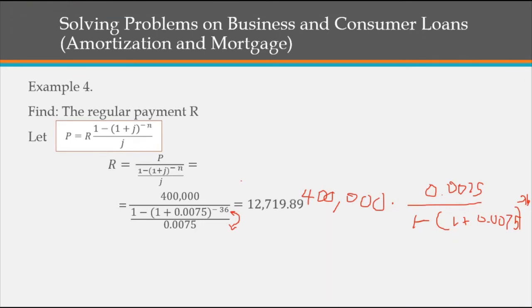So, ang final answer natin ay R is equals to 12,719.89. Okay? More than 12,000 ang regular payment. So, the regular payment is 12,719 pesos and 89 centavos. Yun yung magiging payment niya monthly sa loob ng 3 taon.